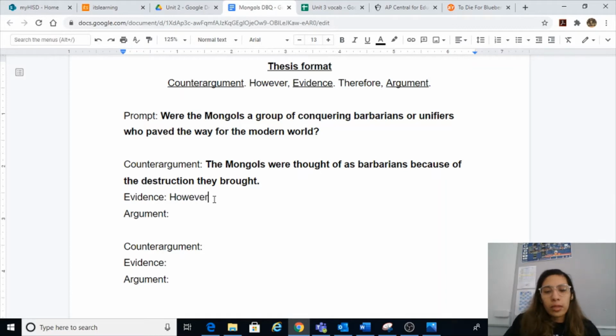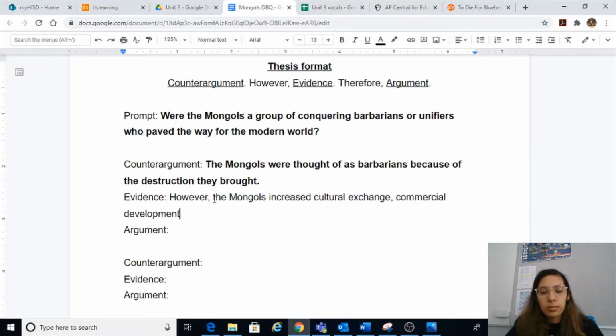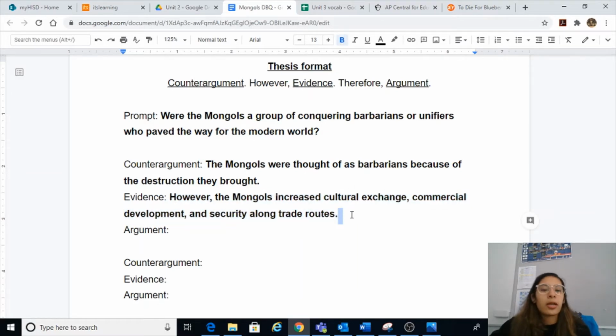However, so when you say however, you're usually contradicting what you previously said. However, the Mongols increased cultural exchange, commercial development, and security along trade routes. Okay, so this is my evidence, and I'll show you where I got my evidence from.